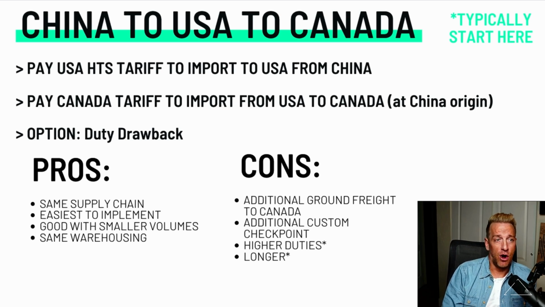But there's obviously cons. You've got some additional ground freight into Canada that you may need to account for. You've got additional customs checkpoints. You have to do customs into the US and you've got to do customs into Canada. And there's obviously some timeline delays there. You may have higher duties if you don't do the duty drawback, and then it's going to take longer just because you've got some additional steps in the process.